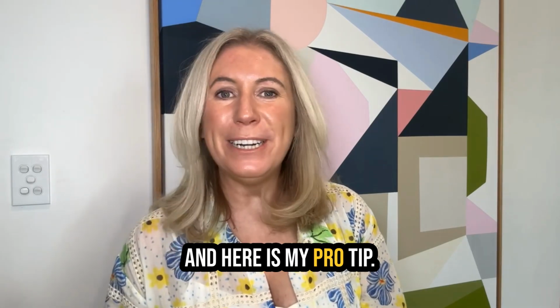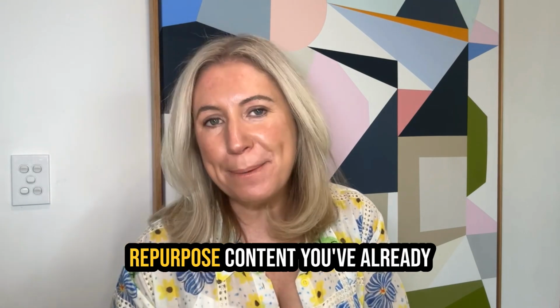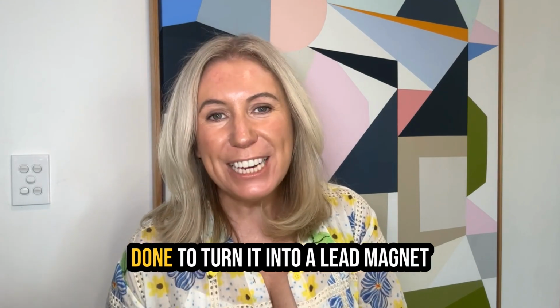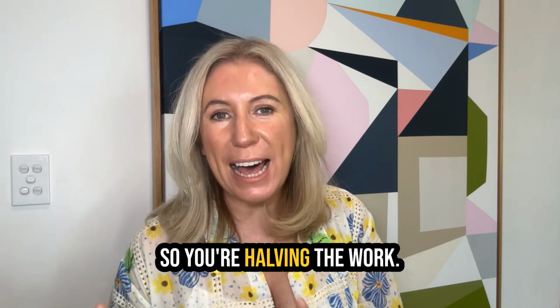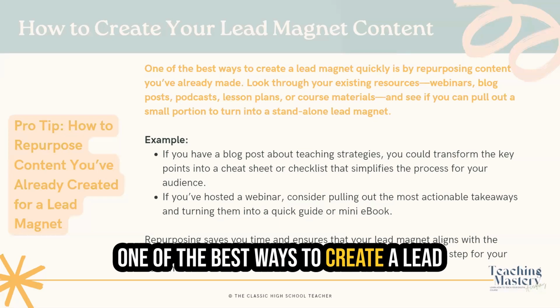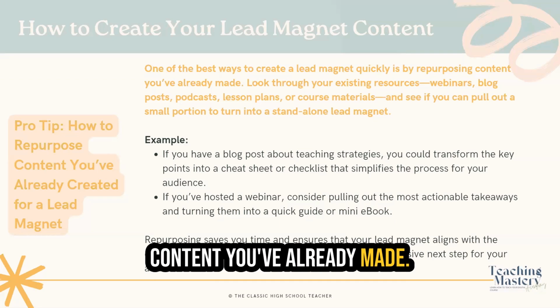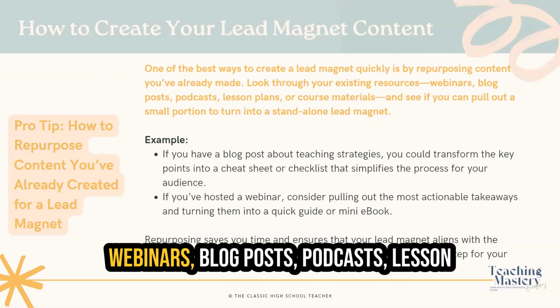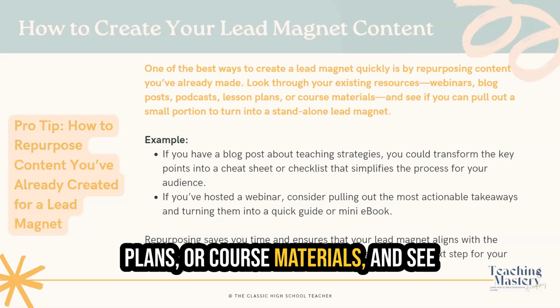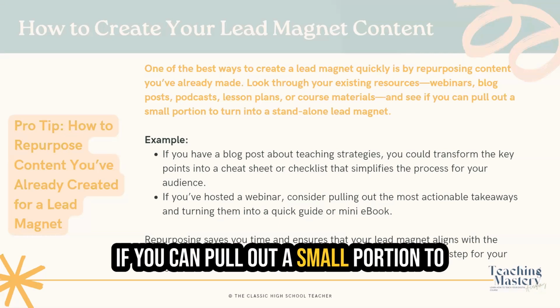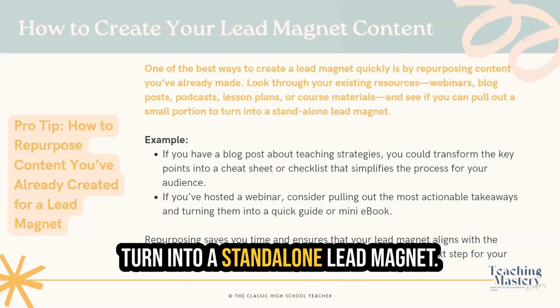And here is my pro tip. I'm going to teach you how to repurpose content you've already done to turn it into a lead magnet, so you're halving the work. One of the best ways to create a lead magnet quickly is by repurposing content you've already made. Look through your existing resources, webinars, blog posts, podcasts, lesson plans, or course materials, and see if you can pull out a small portion to turn into a standalone lead magnet.